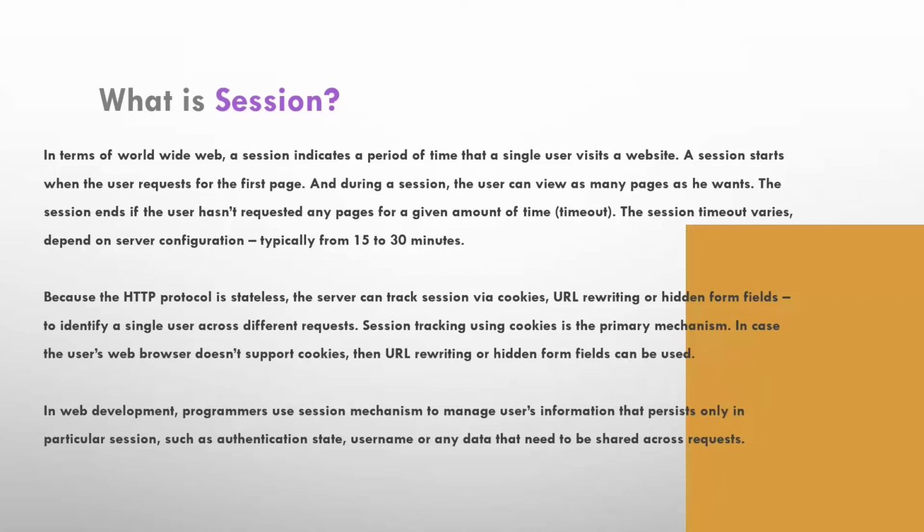Because the HTTP protocol is stateless, the server can track a session via cookies, URL rewriting and hidden form fields to identify a single user across different requests. Session tracking using cookies is the primary mechanism. In case the user's web browser doesn't support cookies, then URL rewriting or hidden form fields can be used. In web development, programmers use the session mechanism to manage users' information that persists only in a particular session, such as authentication state, username, or any data that needs to be shared across requests.